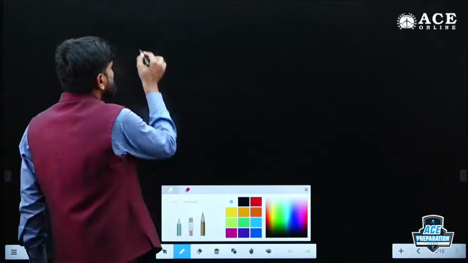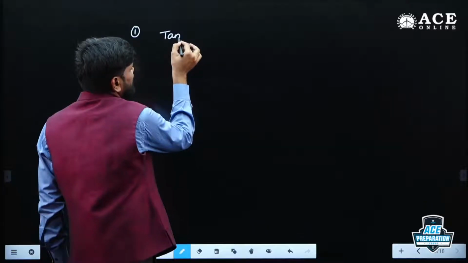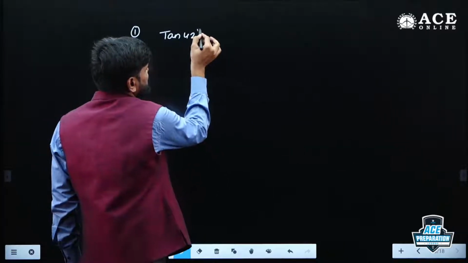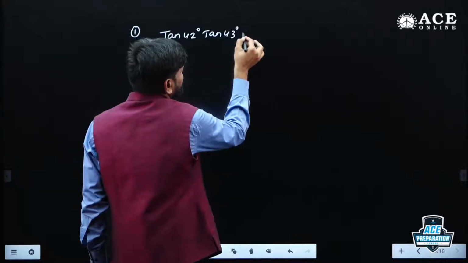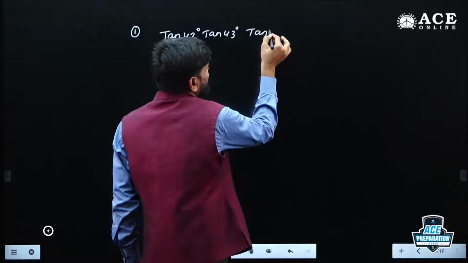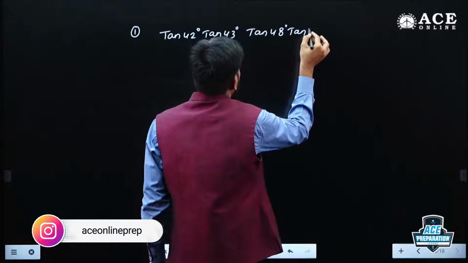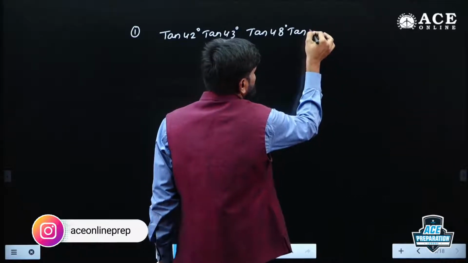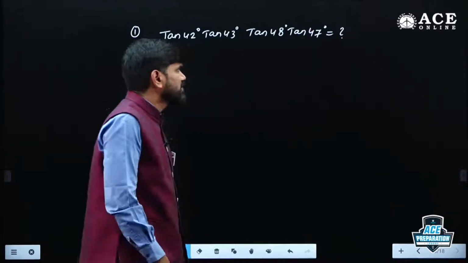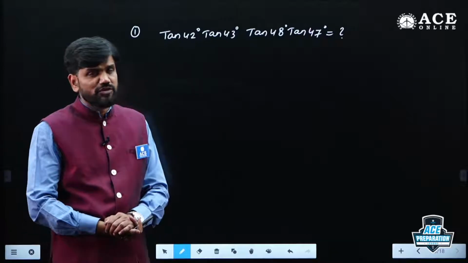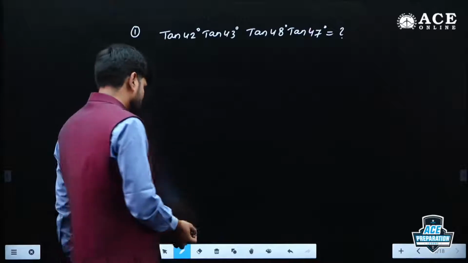Right, dear. So, the question given in the exam was like this: tan 42 degrees, tan 43 degrees, tan 48 degrees, tan 47 degrees is equal to how much, they said. So, here if you observe, I am just asking you for the product. So, the product is coming out to be how much?